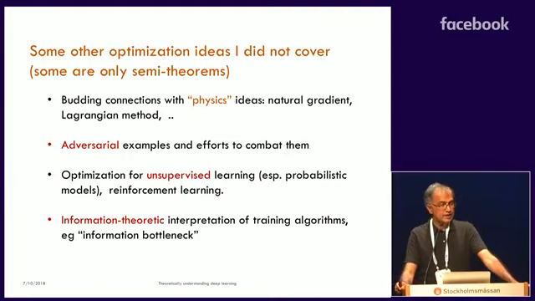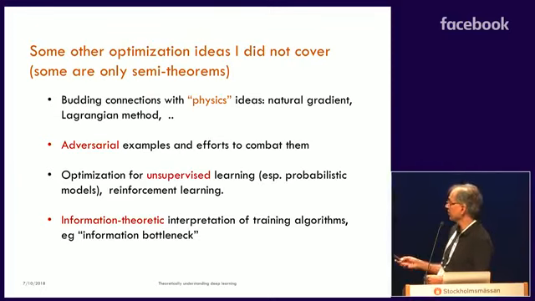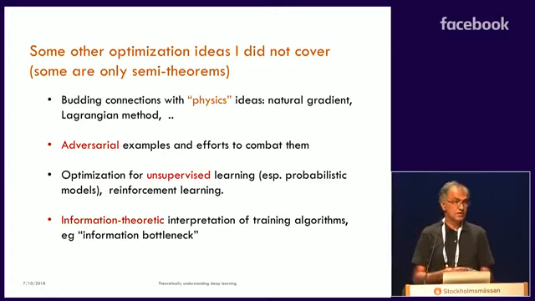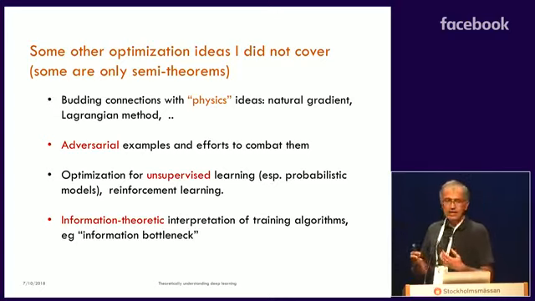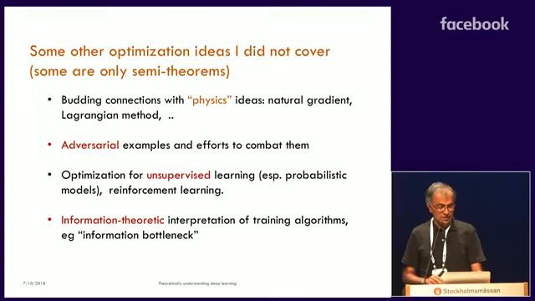Okay, so I'm approaching the end of this optimization section. Some other optimization ideas I did not cover, and many of them currently are really in the semi-theorem form right now. So there are budding connections with physics ideas, natural gradient, Lagrangian method. There's some budding theory to understand adversarial examples for classification problems and efforts to combat them. There's some optimization ideas for unsupervised learning, especially probabilistic models, reinforcement learning, etc. There's very nice connections to information theory, things like information bottleneck. But again, as far as I can tell, mostly semi-theorems, and I'm not an expert on those anyway, so I won't talk about them today.